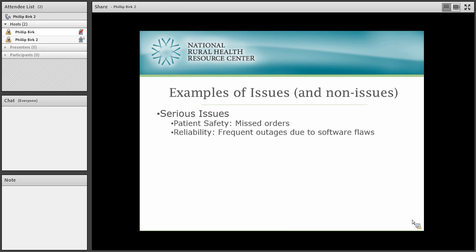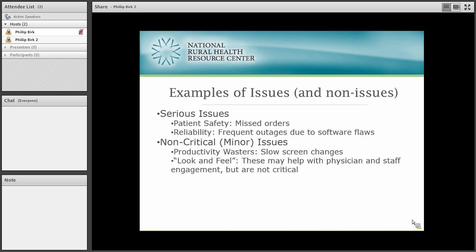So let's talk a little bit about what some examples are of issues. We talked about serious issues. One would be something where orders are missed. That would be something I'd classify as a serious issue. Reliability can be a serious issue. If you have frequent outages because of software flaws, that can be a serious issue, right? Because now you're going to have people that are going to look for workarounds or ways that they don't have to use the system. They just go back to a paper process, which may be less safe. That can be a serious issue.